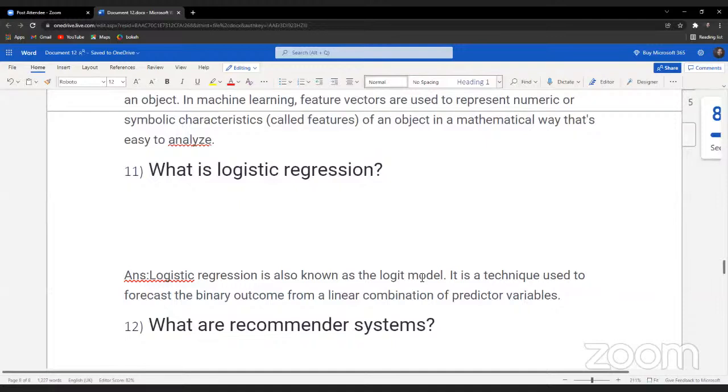Jumping into the next one, what are recommender systems? If anyone knows the answer, please ping me in the chat box. We'll discuss the answer in a minute. Okay.